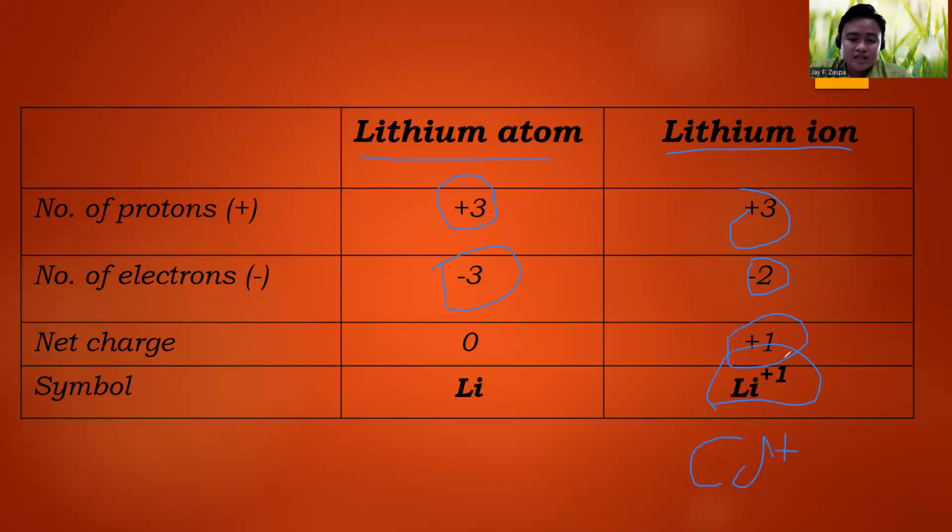Take note when there is a positive one here, we can put some positive at the top for lithium, which identifies that there is a loss of electrons, which is only one electron. Okay, no need for the one. Okay, let's move to the next one.